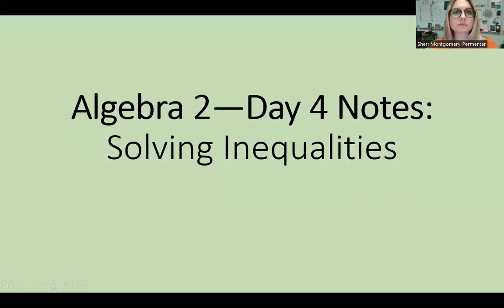We're going to start. Today is day 4. We're going to solve inequalities. Inequalities are like equalities. The only difference is they don't have an equal sign. They have a greater than or less than or greater than or equal to or less than or equal to.